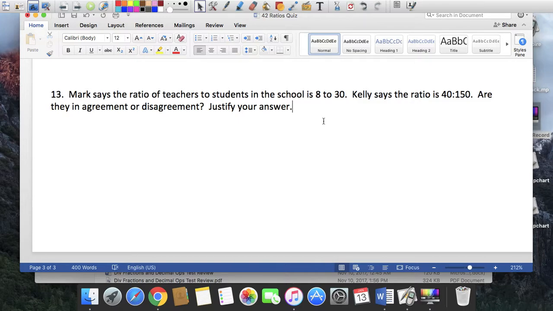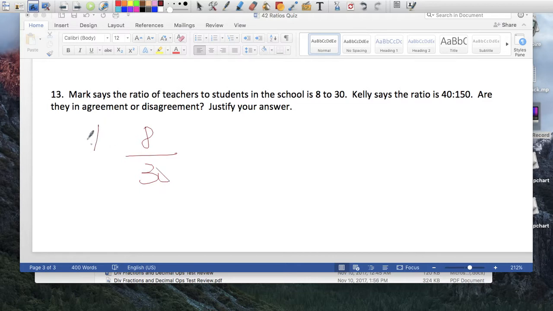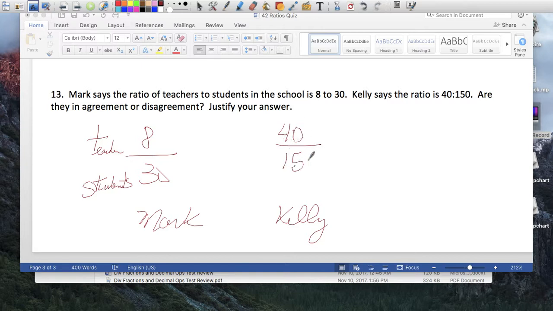Mark says the ratio of teachers to students is 18 to 30. Okay, so let me write that, and let's write it as a fraction. So this is teachers to students. Okay, so what else does it say? Kelly says the ratio is 40 to 150. So this is Mark. And Kelly over here says no, the ratio is actually 40 teachers to every 150 students.